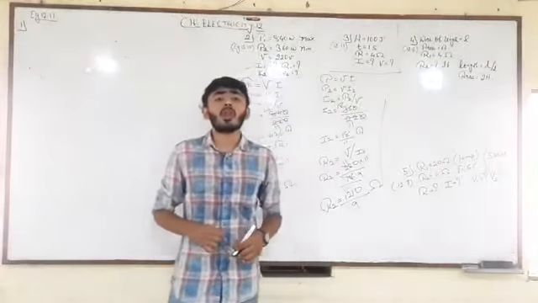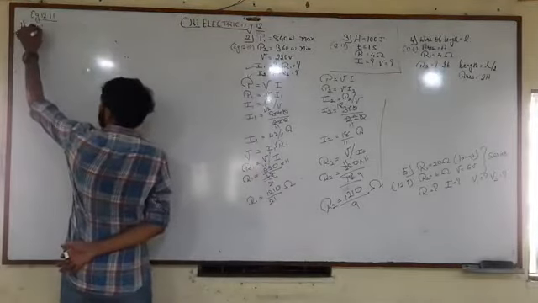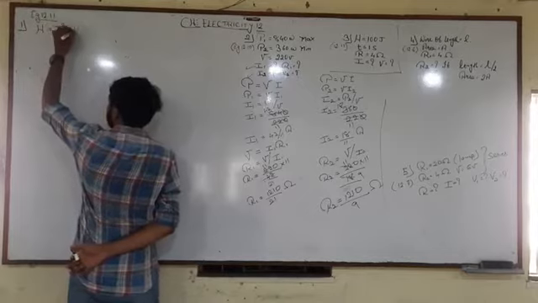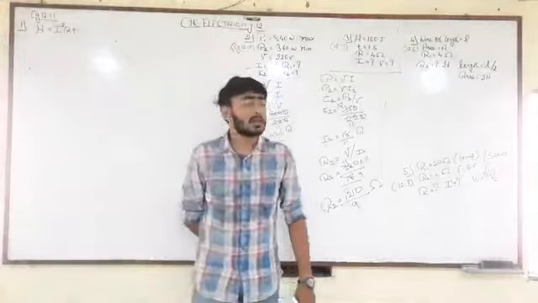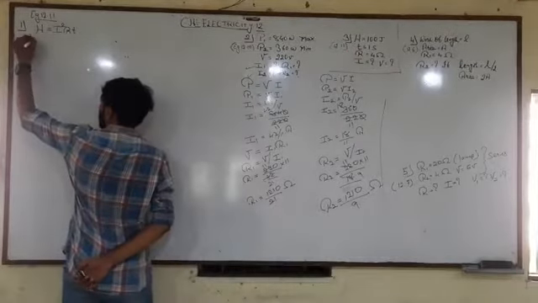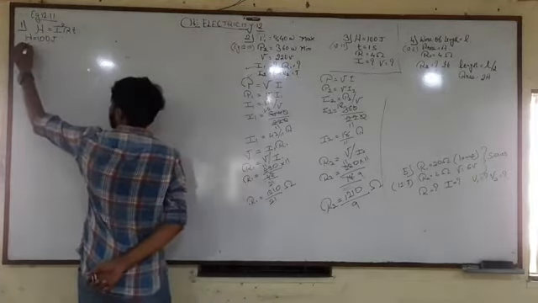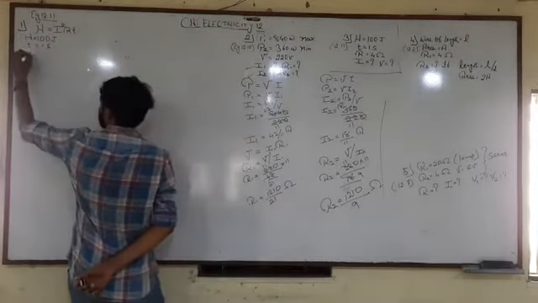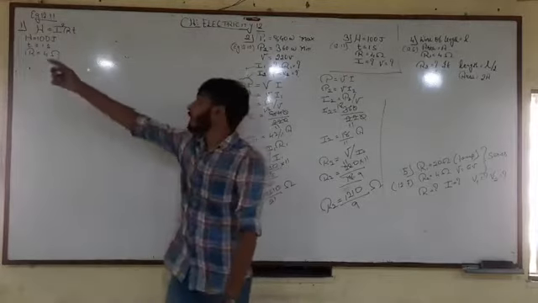We know the general formula of heat. What is the general formula of heat? The general formula for heat is H is always equal to I square RT. What is heat? That is 100. What is time? 1 second. And what is resistance? That is 4 ohm.